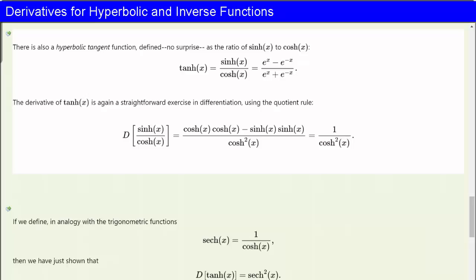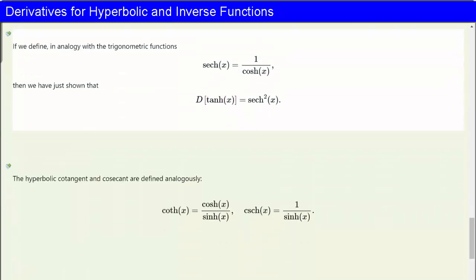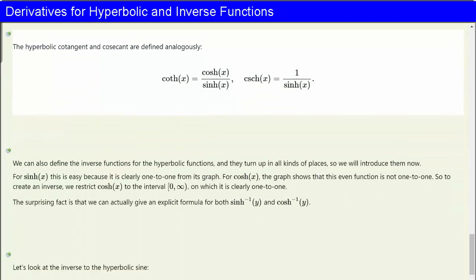The derivative of sinh over cosh is, using the quotient rule, cosh squared minus sinh squared over cosh squared, but the numerator is exactly 1 by our fundamental identity. If we define, in analogy with the trigonometric functions, the hyperbolic secant of x as 1 over cosh x, then we have just shown that the derivative of tanh is the square of the hyperbolic secant. The hyperbolic cotangent and cosecant are defined analogously. The hyperbolic cotangent of x is cosh over sinh, and the hyperbolic cosecant of x is 1 over sinh.